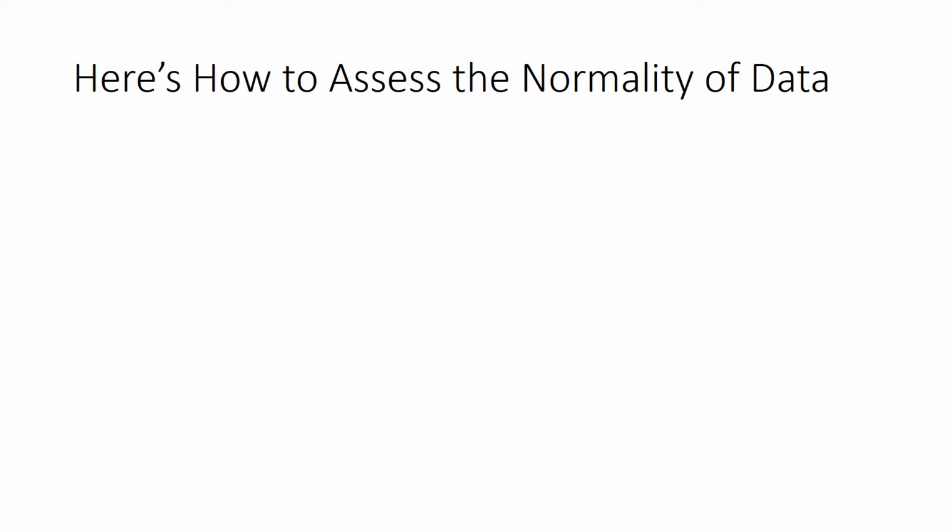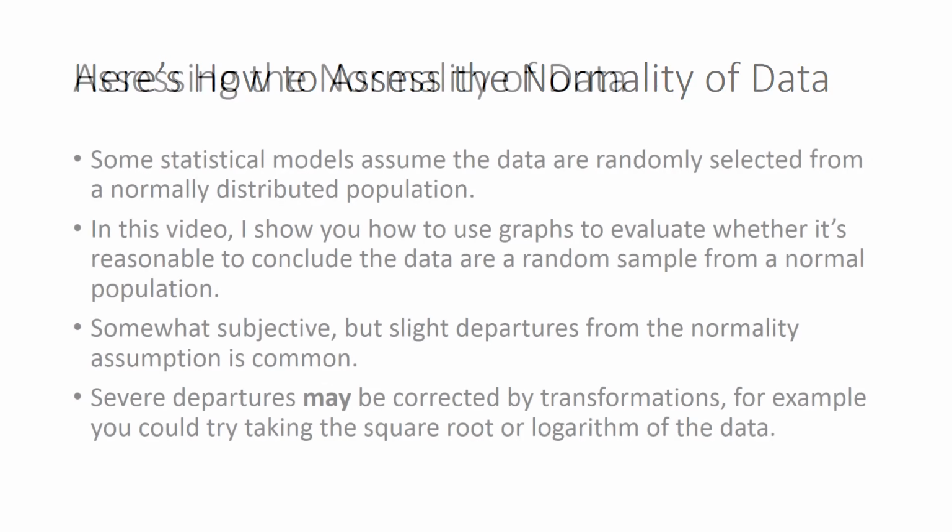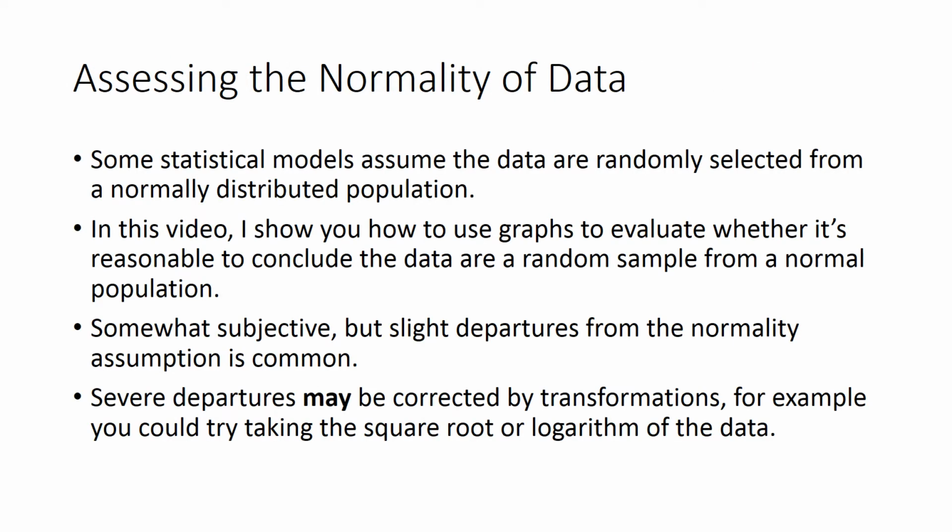Here's how to assess the normality of data. Some statistical models assume the data are randomly selected from a normally distributed population. This is called the normality assumption. In this video, I show you how to use graphs to evaluate whether it's reasonable to conclude the data are a random sample from a normally distributed population.